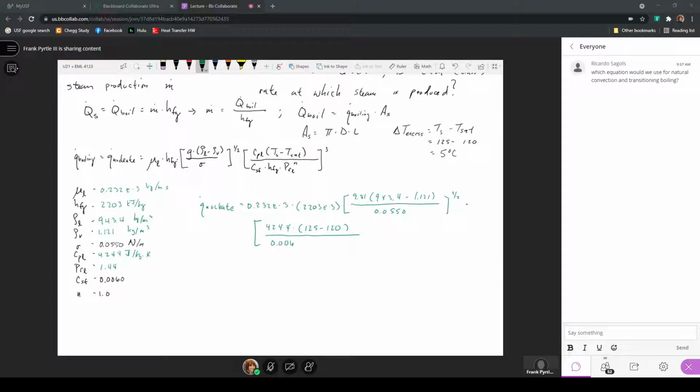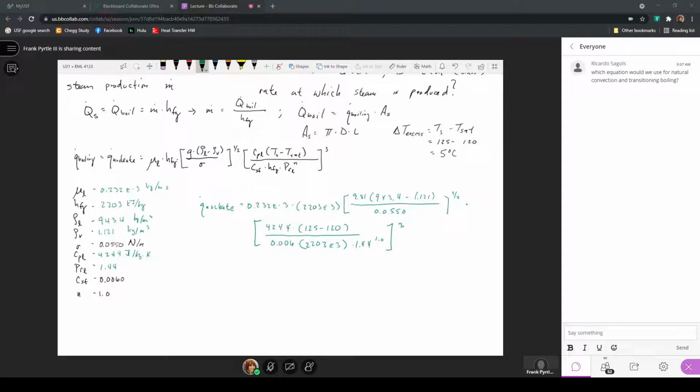0.006. The latent heat of vaporization, again, this is in kilojoules per kilogram, so this has to be multiplied by 1,000 to make it basic units, 2,203 times 10 to the 3. The Prandtl number for the liquid phase, 1.44, raised to the n, which is just 1. And this entire quantity cubed.